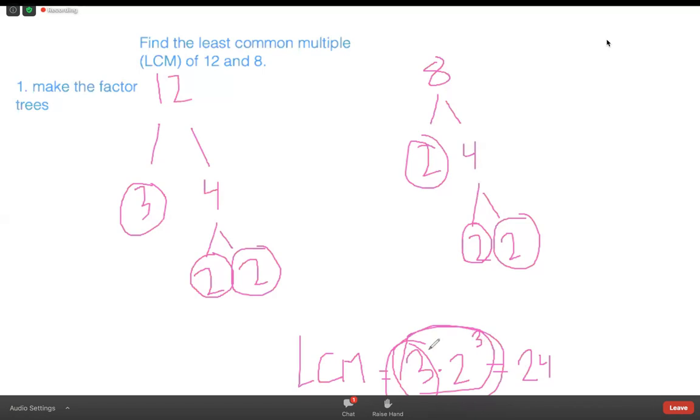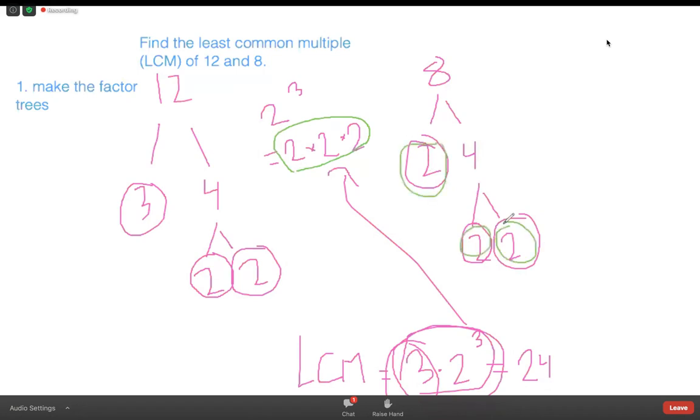So the least common multiple is 3 times 2 to the power of 3. Let's make a little note here: 2 to the power of 3, where 3 is the exponent, is 2 times 2 times 2. Just reiterating, we have three 2's here because there are 1, 2, 3 2's here. Here there are two 2's, but that's not the most number of times they show up. So we're going to go off of these three 2's.